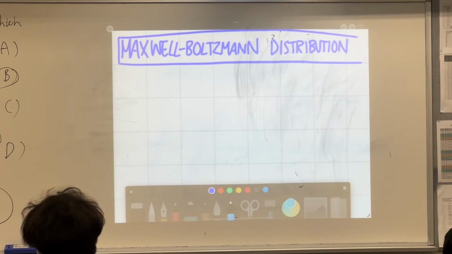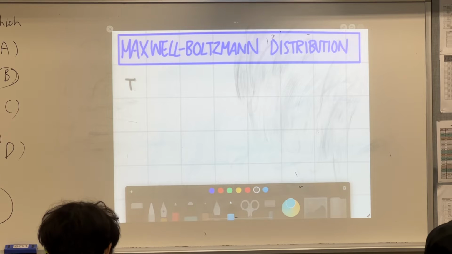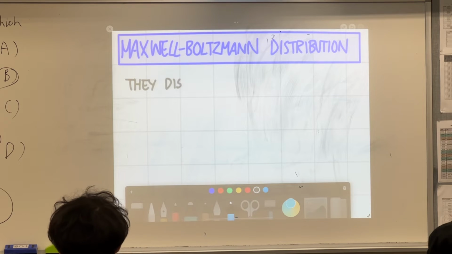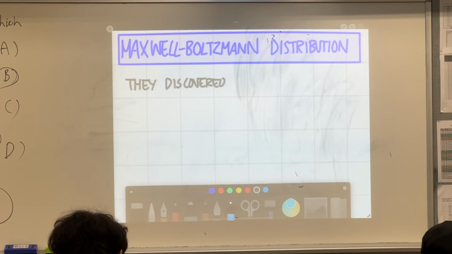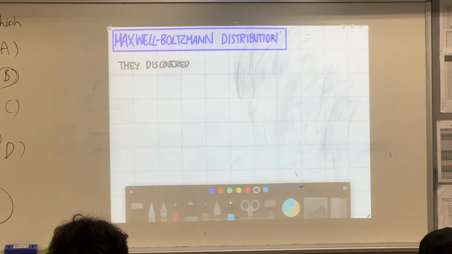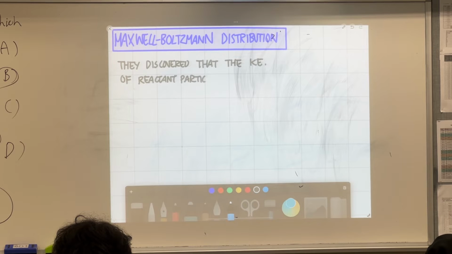They discovered something. They discovered that at the same temperature, and those of you who do physics will know that the average kinetic energy increases with temperature, right? So that means a higher temperature, the particles move faster or slower? Faster. But that's just the average kinetic energy. So they discovered that the kinetic energy of reactant particles follows a distribution.